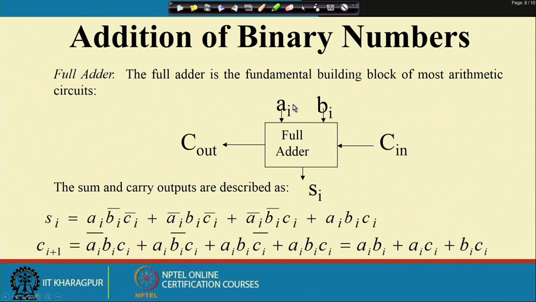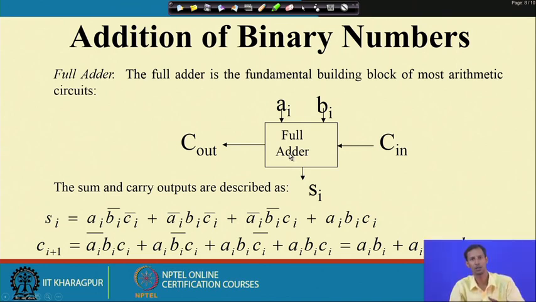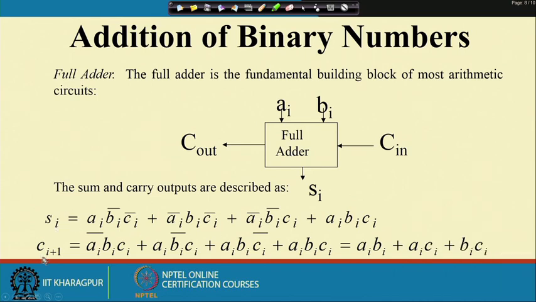Here you see, if I have Ai, Bi, and Cin, and this is a full adder circuit, which will produce the Cout and the sum output. We have already discussed how it works, what the working principle of this full adder cell is. From the truth table, or the operation table, of this full adder cell, we came out with the logical expression for sum and the logical expression for carry out.